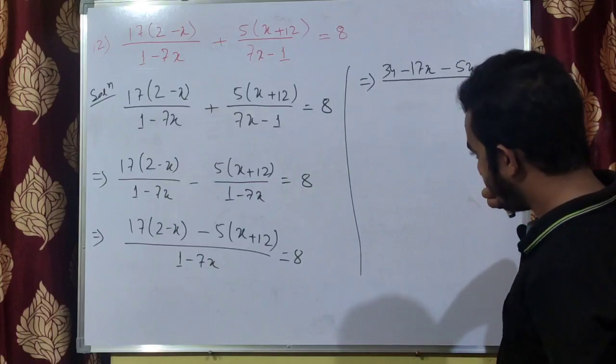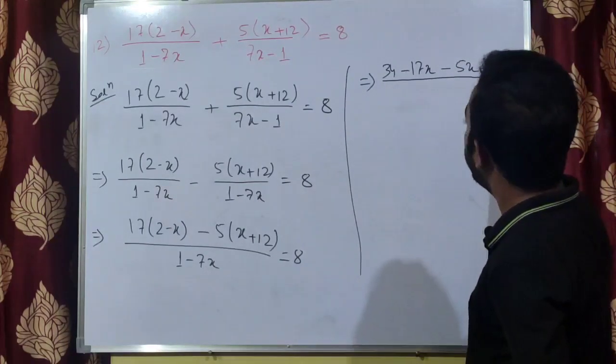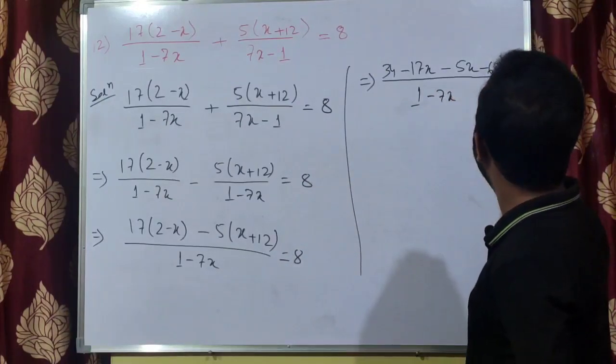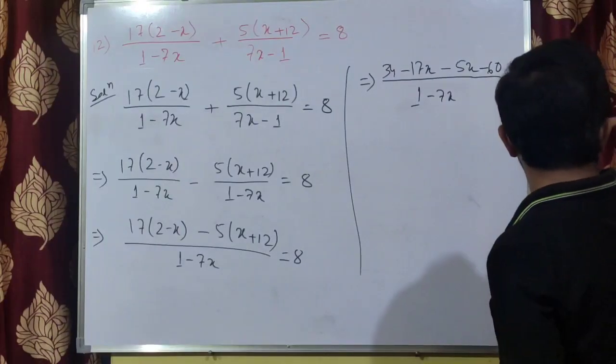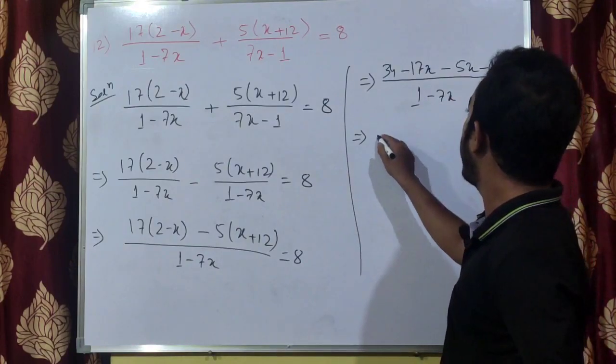Then 5 into 12 is how much? It is 60, right? Then divided by 1 minus 7x equal 8. Okay. Next is what? Next we will solve.